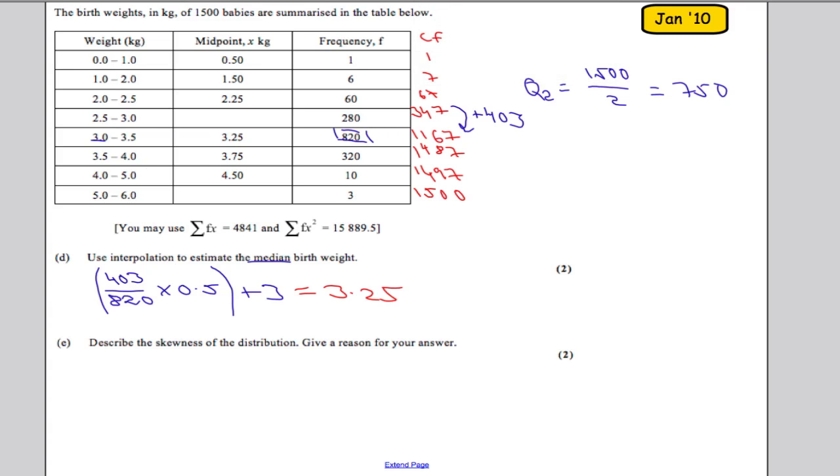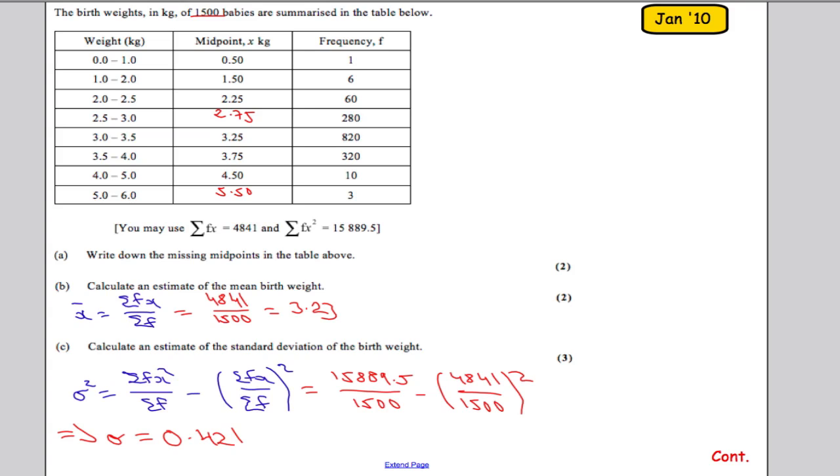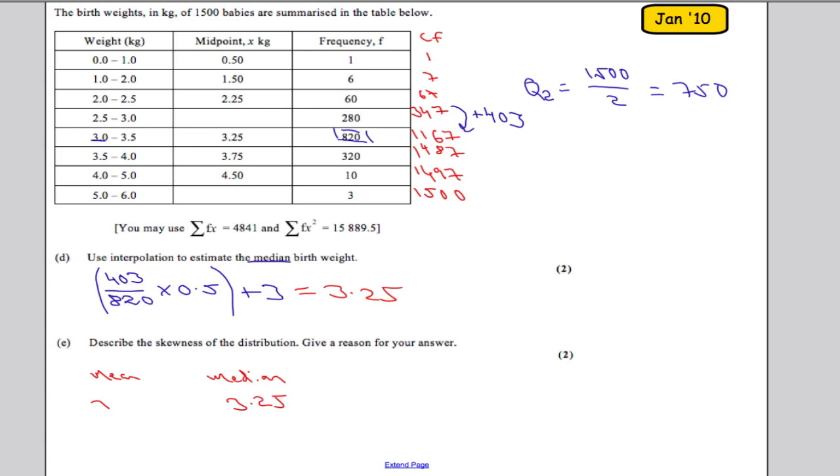Describe the skewness, giving a reason for your answer. Right, so what I'm going to do is compare the mean with the median. The median we've worked out to be 3.25, and the mean we have previously worked out to be 3.23. That means the mean is less than the median, which implies it's negatively skewed.